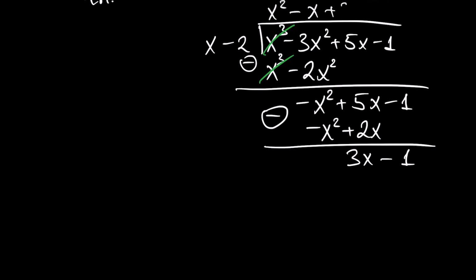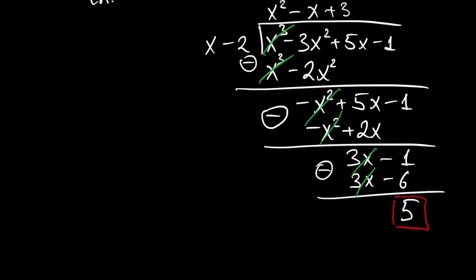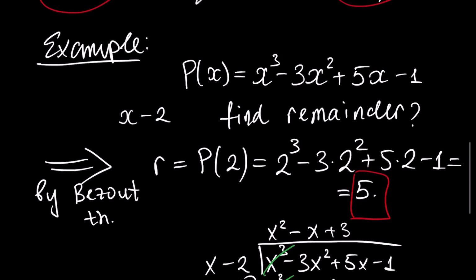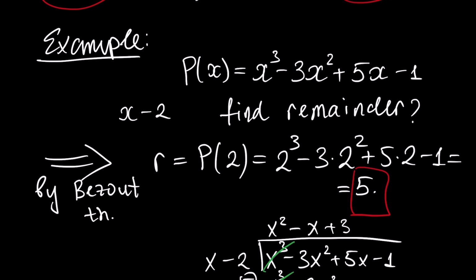And here we have to write plus 3. We will have 3x minus, not minus 1, but minus 6. And after subtraction, we have cancellations here. And minus 1 minus minus 6 will be 5. So after manual calculation, we also have a remainder 5. That's why, using Bezout theorem, we can easily find the remainder after division of a polynomial by a binomial.